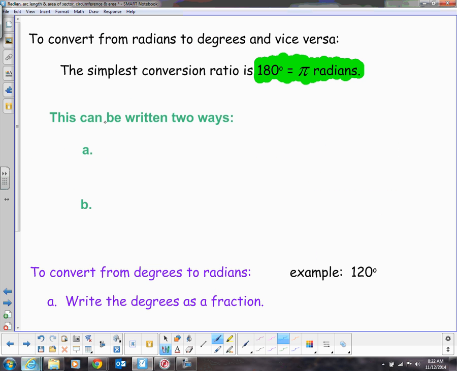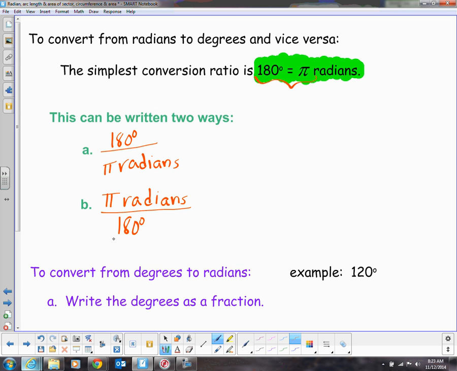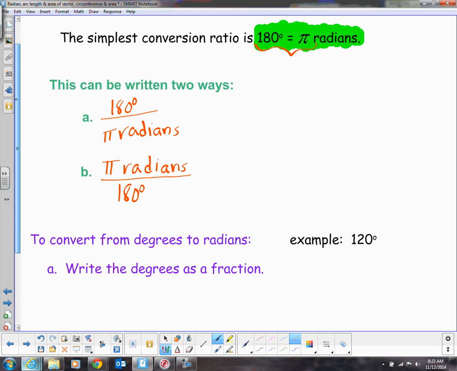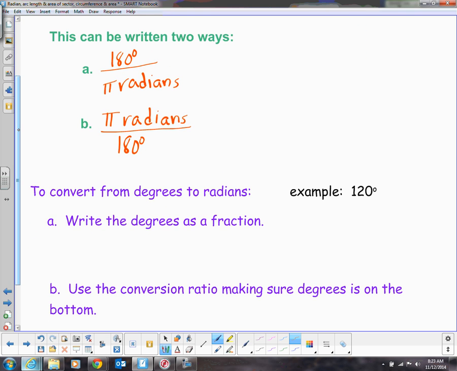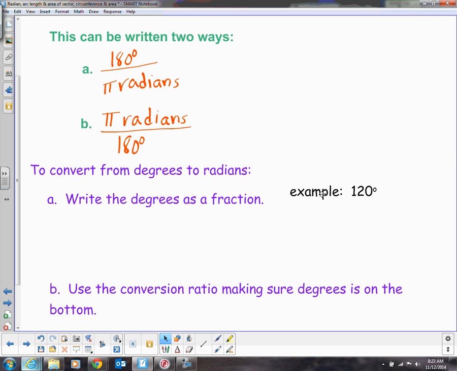All right, so again, this was talked about on the page before. This conversion ratio can be written as 180 degrees over pi radians, or it can be written as pi radians, just like we did feet and inches, over 180 degrees. And you have to make the decision which one you use, and I'm going to explain in a minute how you make that decision. And for my chemistry kids, you know this. For my non-chemistry kids, this is where I'm going to put you ahead for next year.